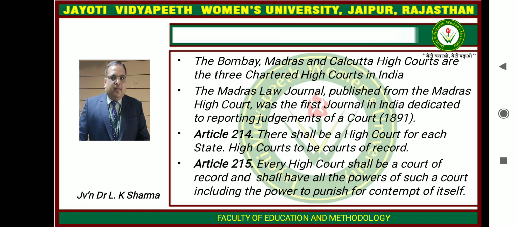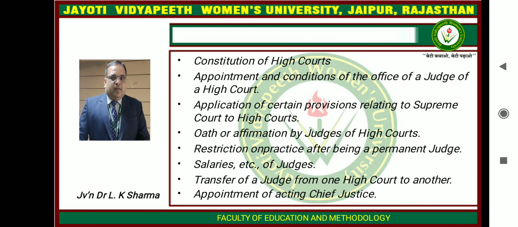1891. Article 214. There shall be a High Court for each state. High Court to be a court of record. Article 215. Every High Court shall be a court of record and shall have all the powers of such a court, including the power to punish for contempt of itself.